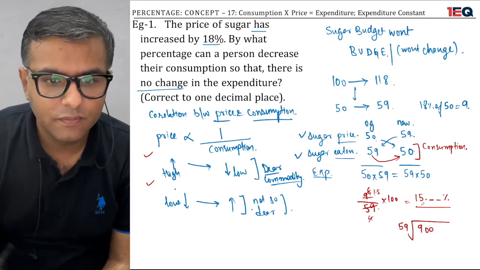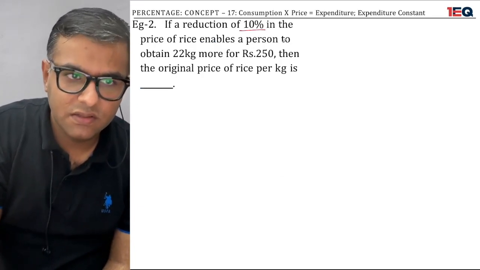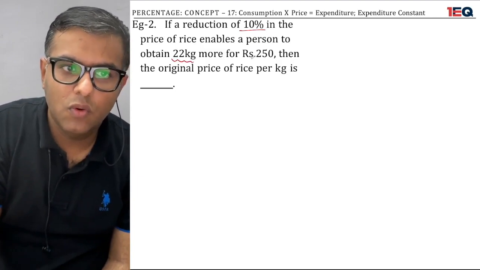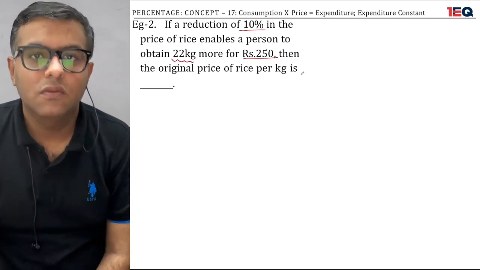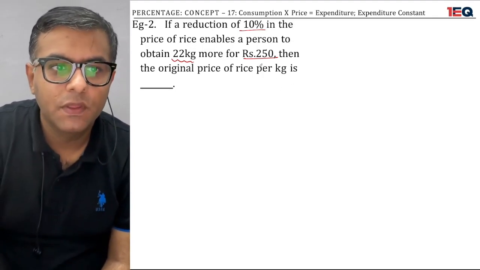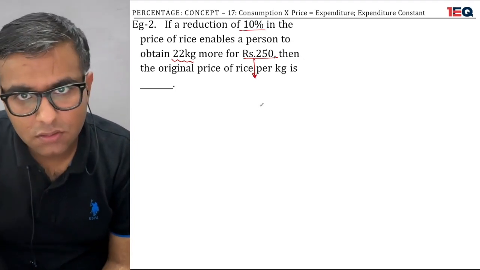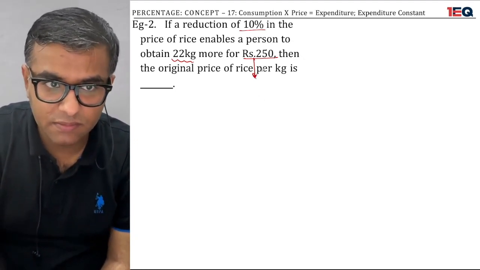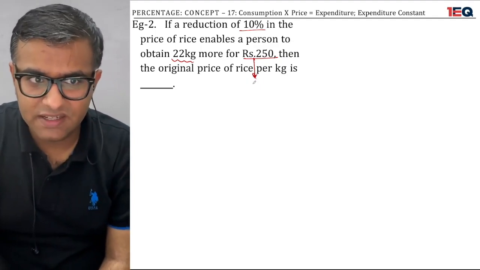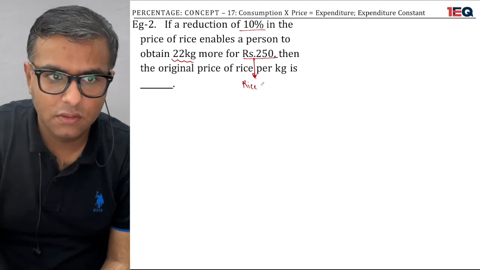It's pretty easy. Moving on: if a reduction of 10% in the price of rice enables a person to obtain 22 kg more for 250 rupees, then what will be the original price of rice per kg? Okay, so 250 rupees is the original expenditure that is being done. So this is the rice budget.